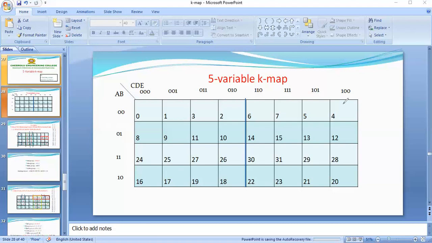For example, if I am considering cell 31, what are the adjacencies here? See here, 30 is adjacent, 15 is adjacent, 29 is adjacent, 23 is adjacent. Similarly, 26 is adjacent to 30, and 27 is adjacent to 31. So this is the 5-variable K-map representation.